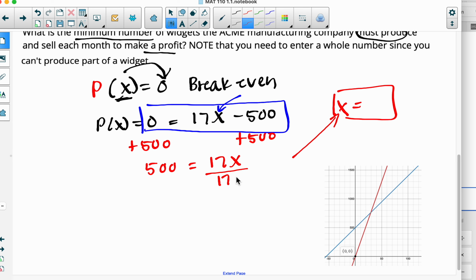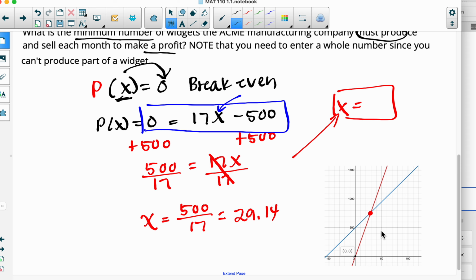So I have 17 times X. I want to undo the multiplication, so I'm going to use my inverse operation. I'm going to divide both sides by 17, and I get X equals 500 over 17. And if I put that in my calculator, that's 29.14.